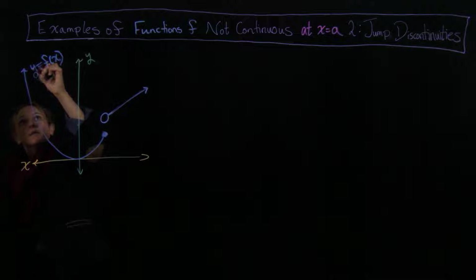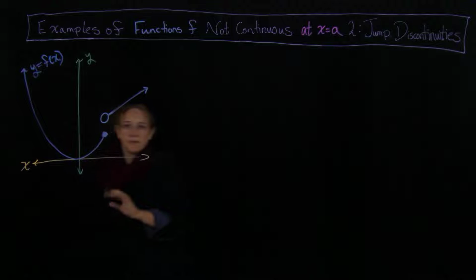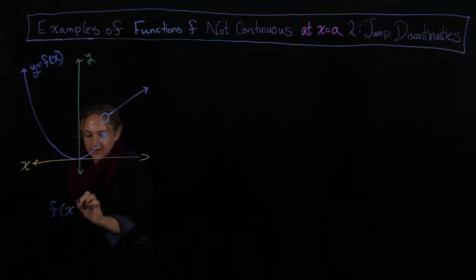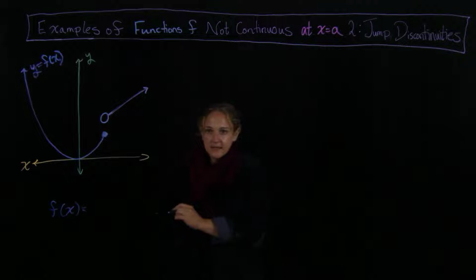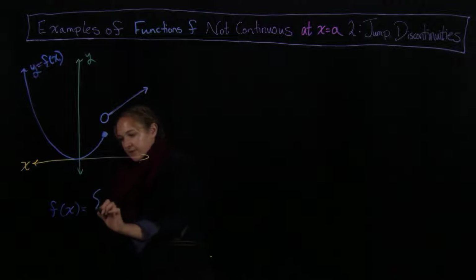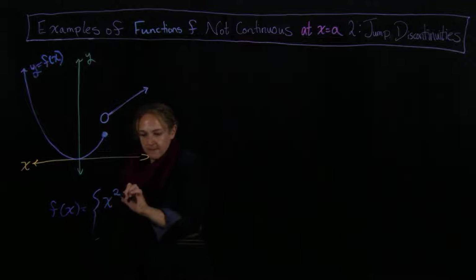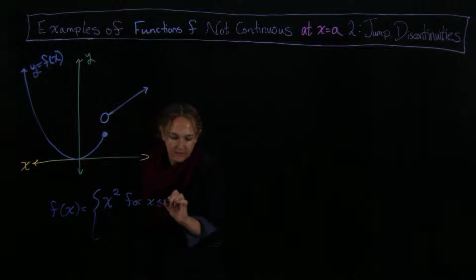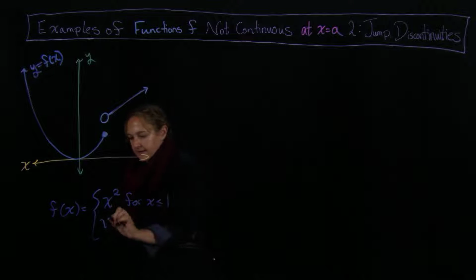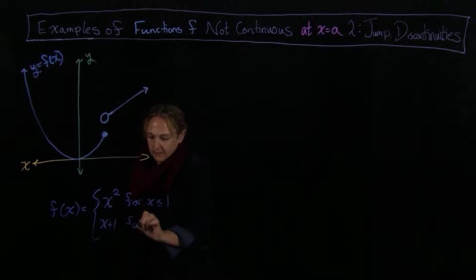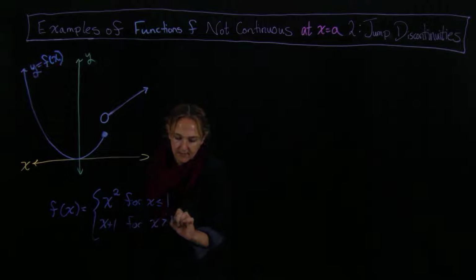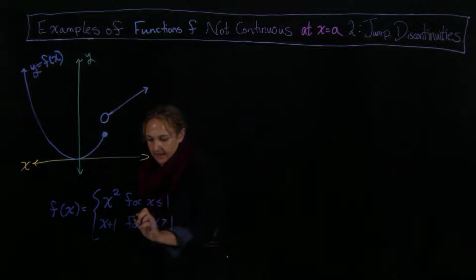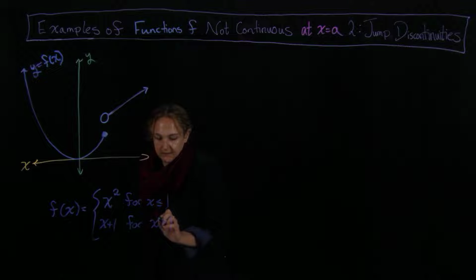So this is our function, y equals f of x, and how is it going to be defined? We're going to define it by, so this is a piecewise defined function. Here, my function f of x is going to be defined by x squared for x less than or equal to 1. And then we have x plus 1 for x greater than 1.